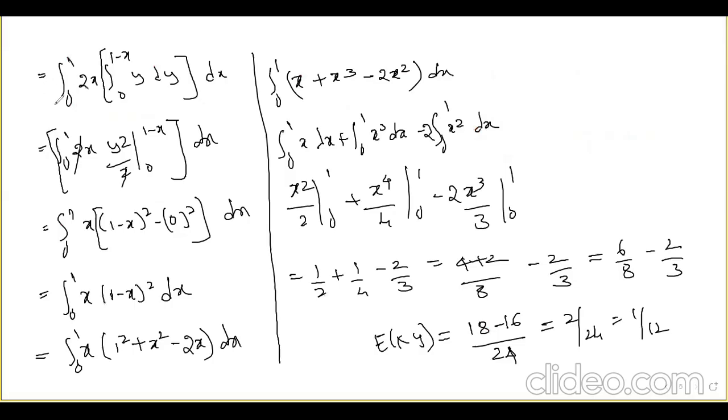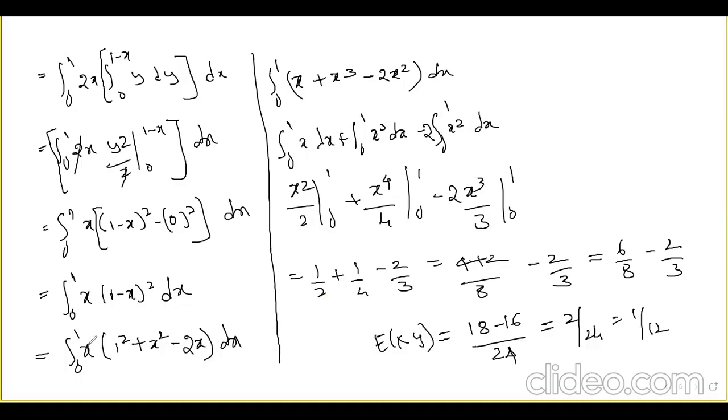Now integration 0 to 1, 2x is a constant, so we take it outside the integration sign, then integration 0 to 1 minus x of y dy dx. So integration 0 to 1, 2x, and integration of y will be y square by 2, 0 to 1 minus x dx. So these two get cancelled. So now x as it is, then y square means 1 minus x whole square minus 0 square dx. So x times 1 minus x square dx. Here we split by the a minus b whole square formula, that is a square means 1 square plus b square means x square minus 2ab, means minus 2 times 1 times x, that is 2x, dx.